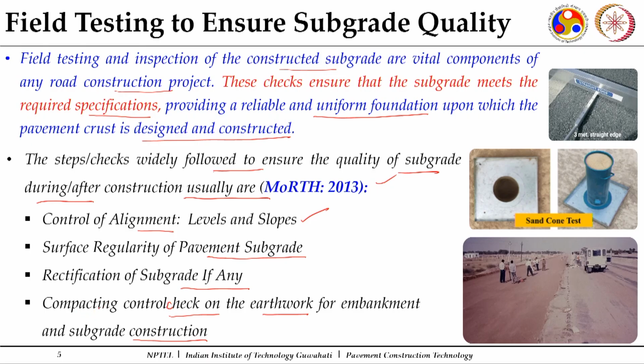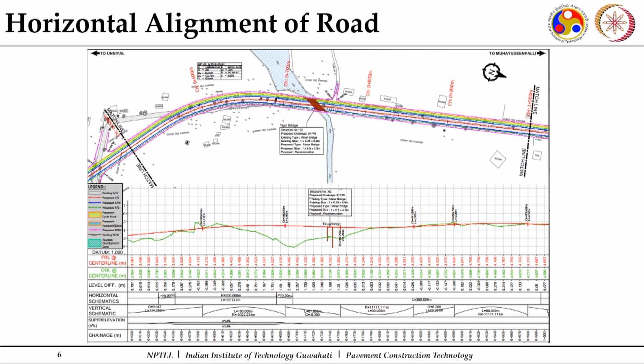This is what we are requiring here: a compaction control check on the earthwork for embankment and subgrade construction. Now, this shows you will have drawings of whatever project you are going to look after. In that you will be able to get certain information. Here I just wanted to show that you have one as the FRL, which is your finished road level, and this is at the center line.